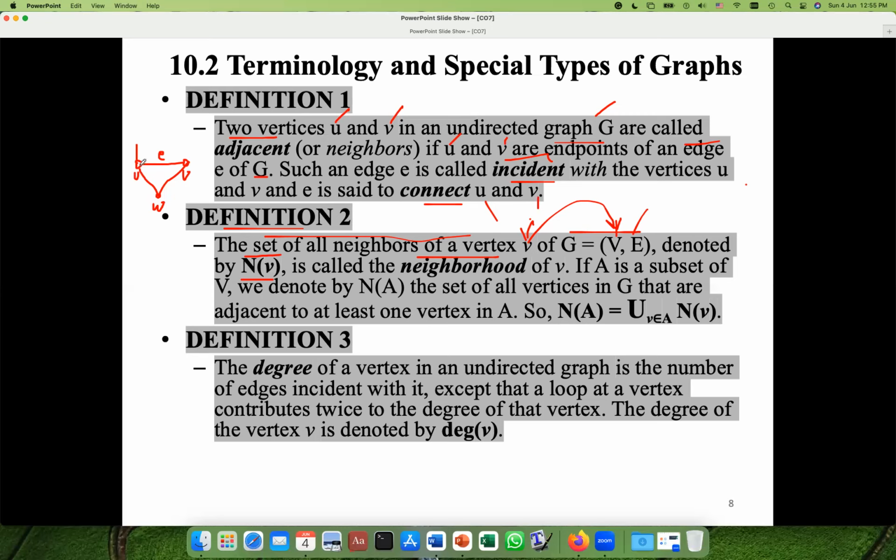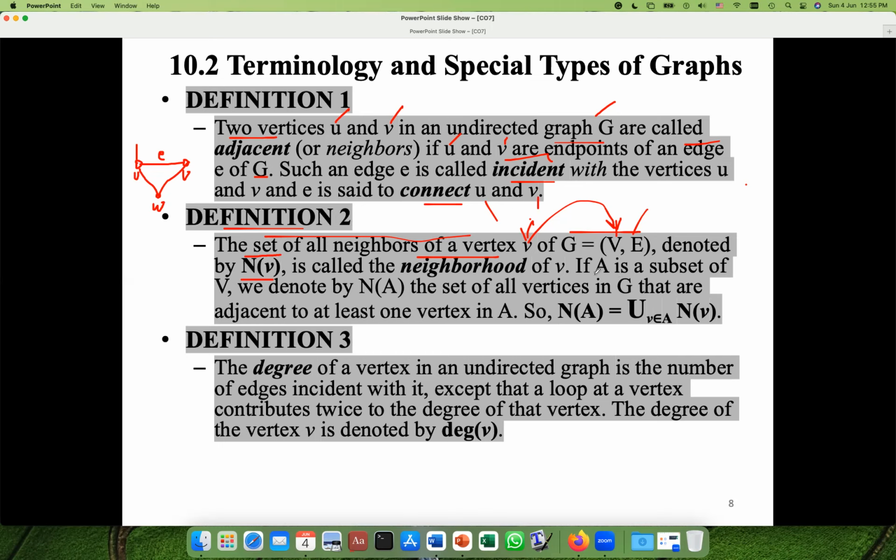As I told you, what is the neighborhood of U? This V and W. What is the neighborhood of V? This U and W. What is the neighborhood of this W? This U and V. This is simple. But in the next sentences, we are going to say something different, something larger.